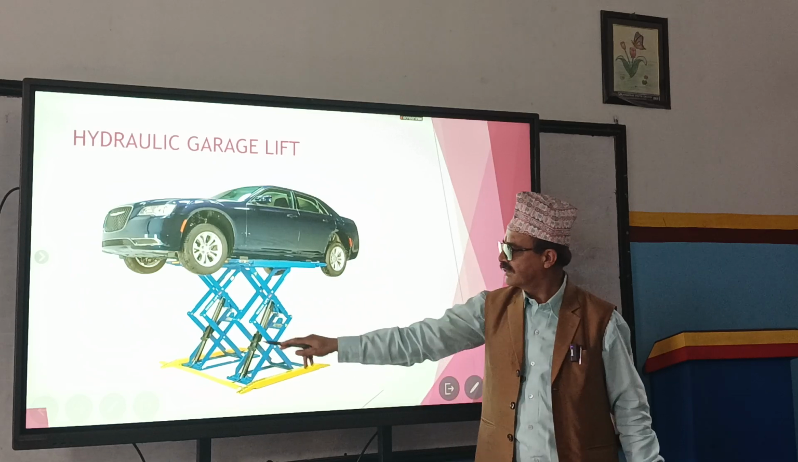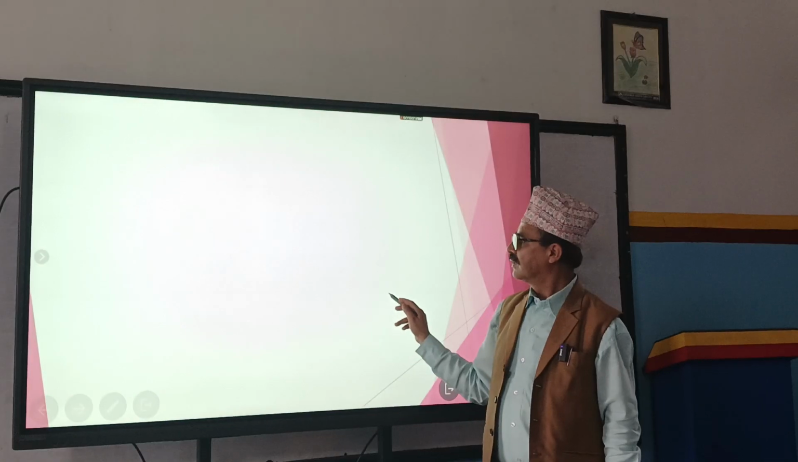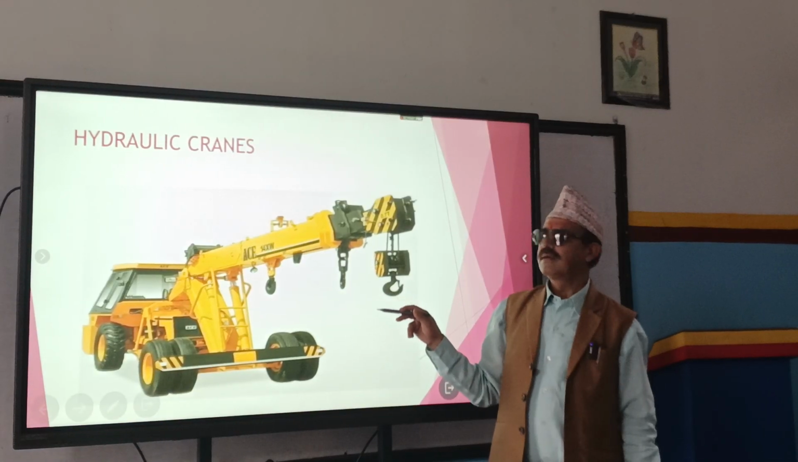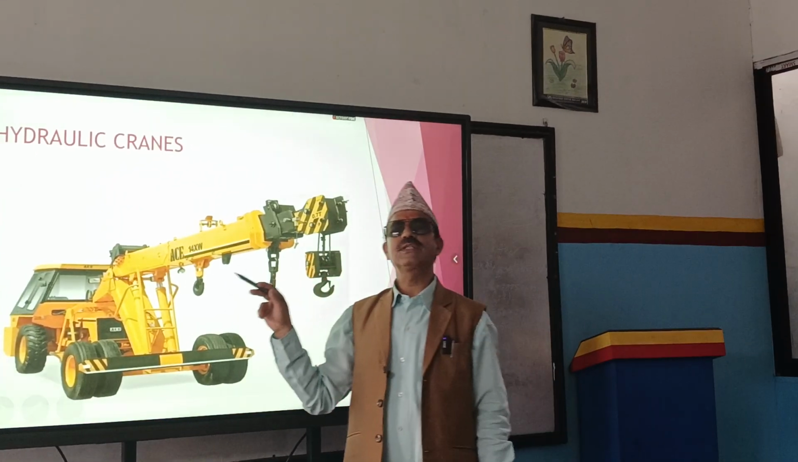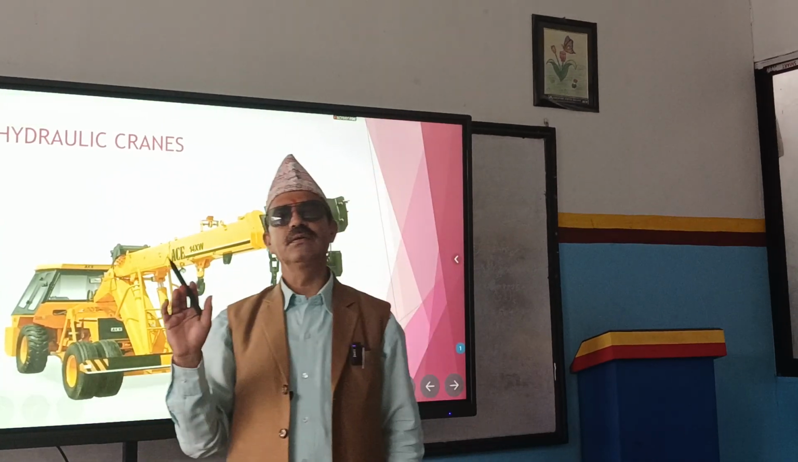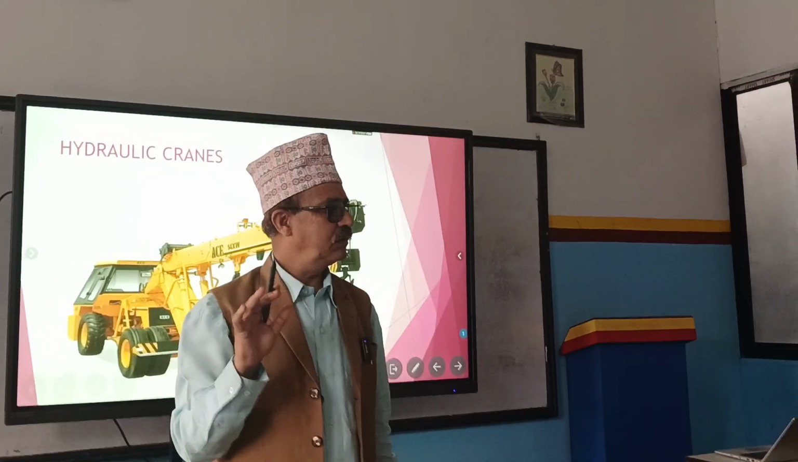Hydraulic garage lift. Next one, hydraulic crane. So they all are based on Pascal's law.